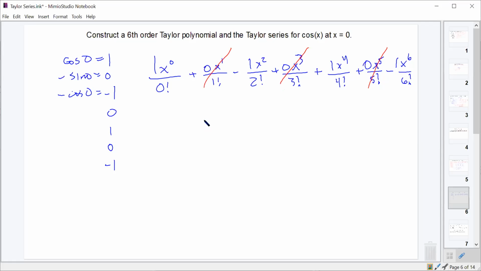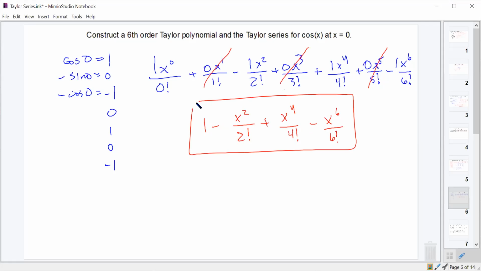And you were just left with 1 minus x squared over 2 factorial plus x to the 4th over 4 factorial and minus x to the 6th over 6 factorial. Does that look like what you guys got for your 6th order Taylor polynomial? Yes. Perfect. And as you wrote it out as a series, you should have said the sum from n equals 0 to infinity of what?